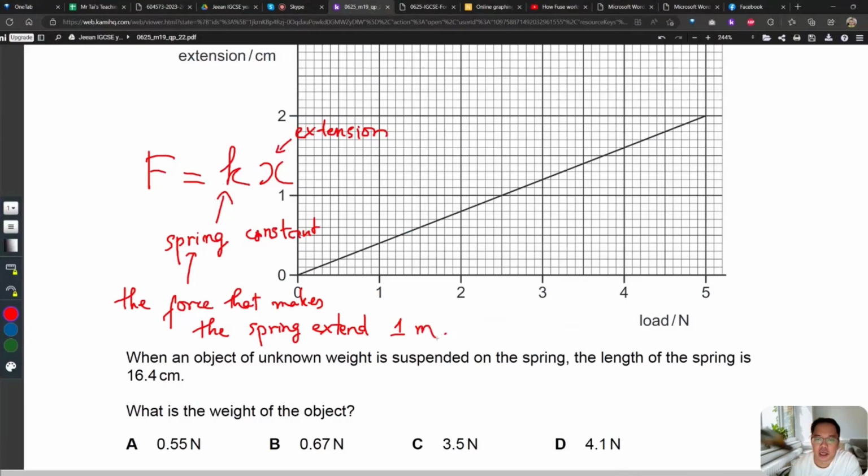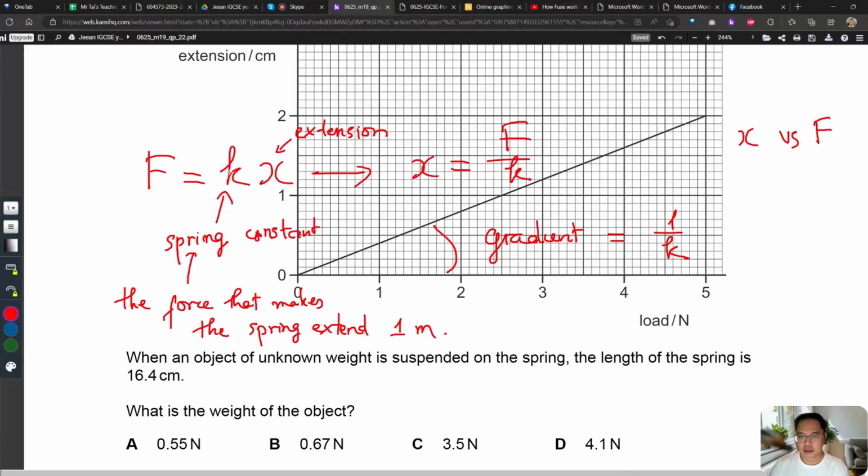Okay, and we have this graph x versus f. So from this equation, x is f over k. So the gradient of this graph, the slope of this graph, is 1 over k, not k. Okay, this is a difficult question. Do you get it? The reason why the gradient is 1 over k?